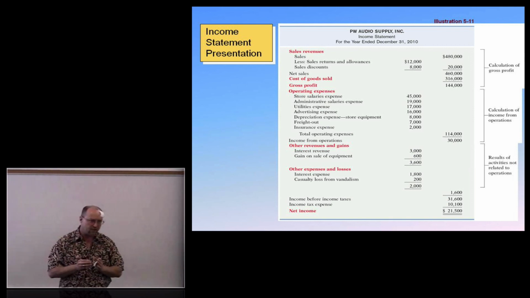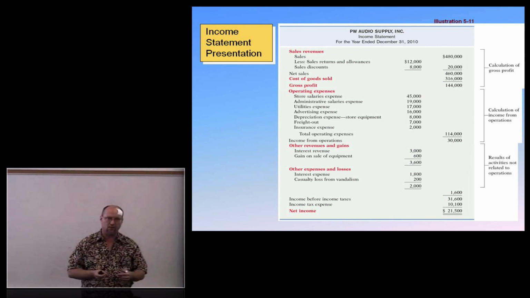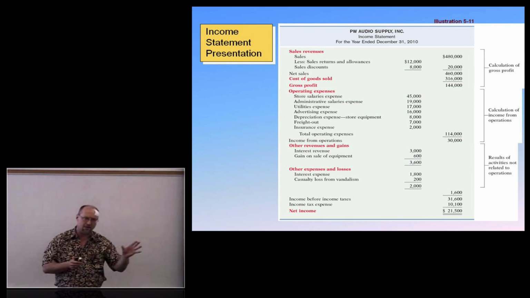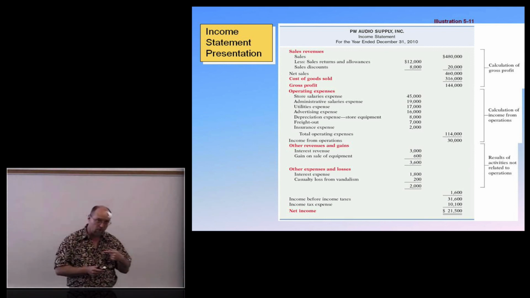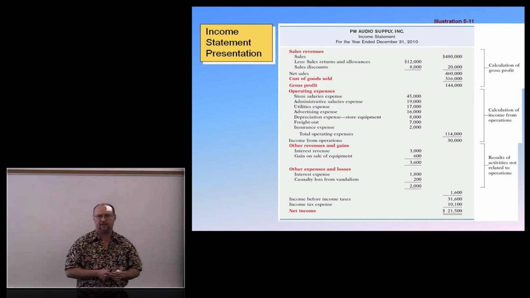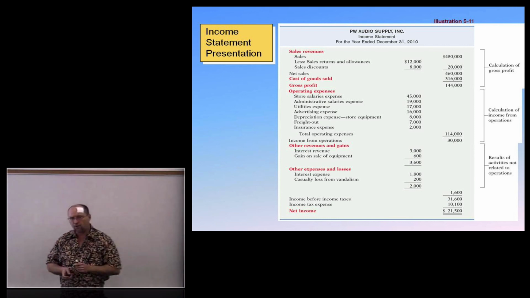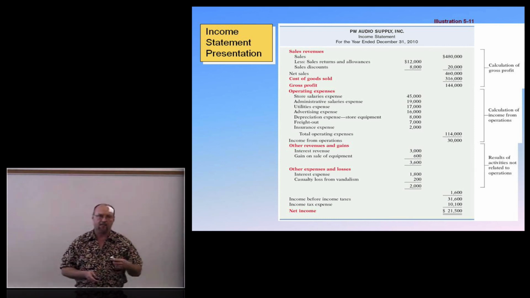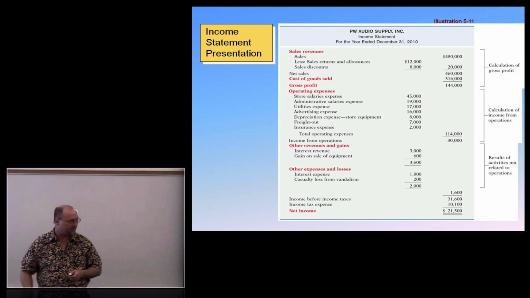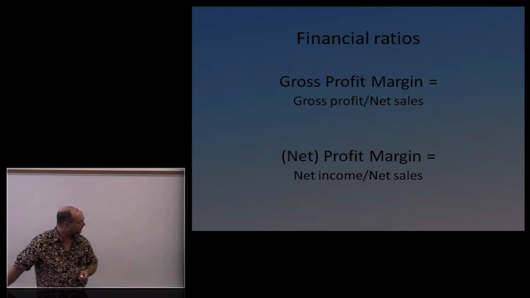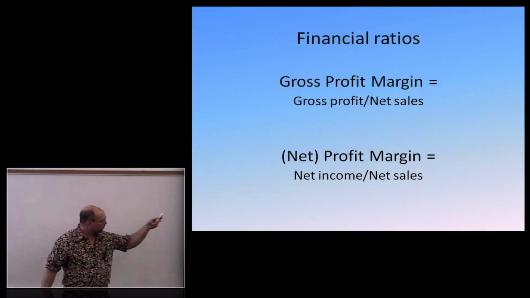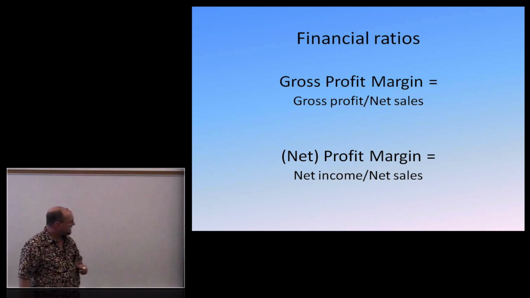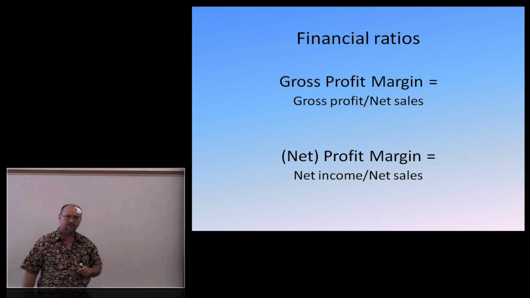Okay, so ratios are useful by themselves, but they're more useful when you compare it to other companies and to your own performance from previous time periods. Okay, so you should know the gross profit margin and the profit or net profit margin. Okay, and there they are. Okay, gross profit divided by net sales and net income divided by net sales. Two different ways to analyze our profitability.